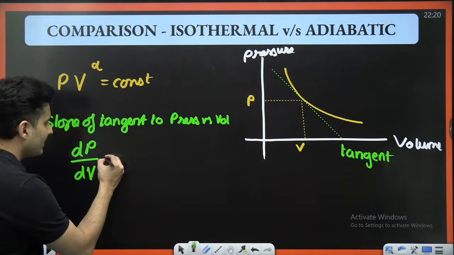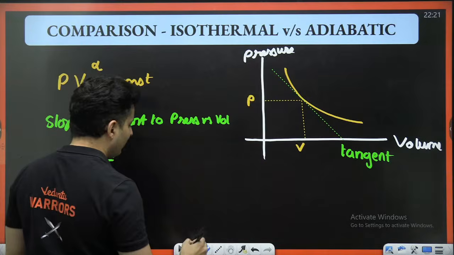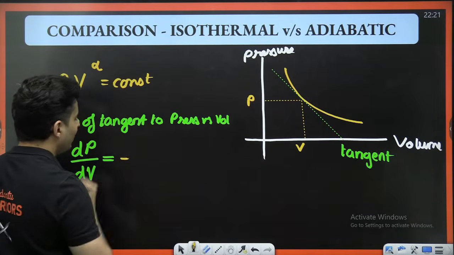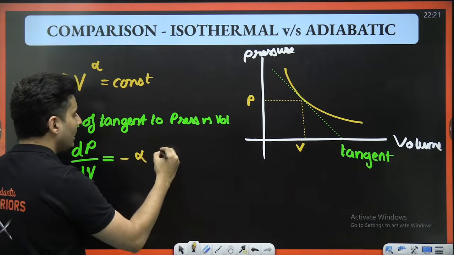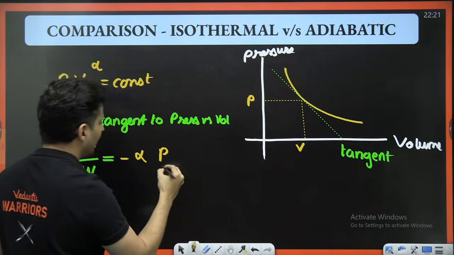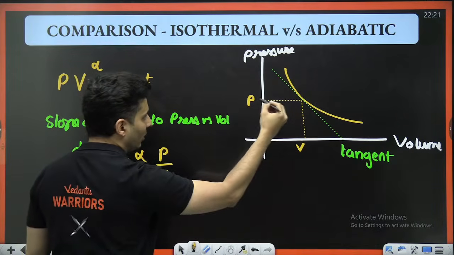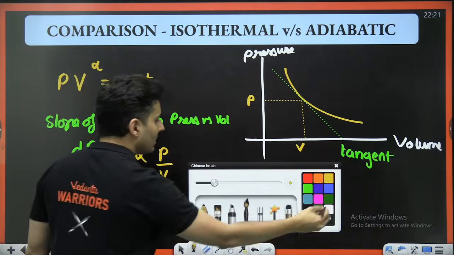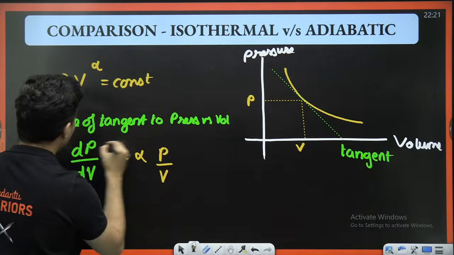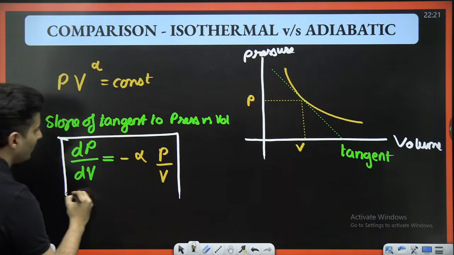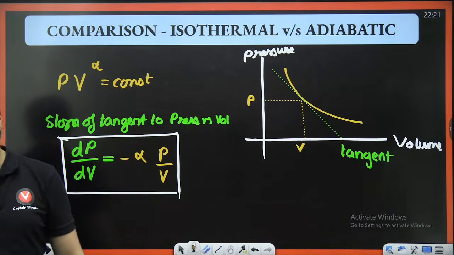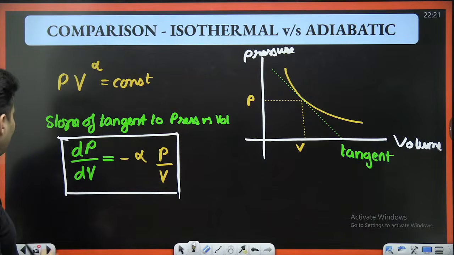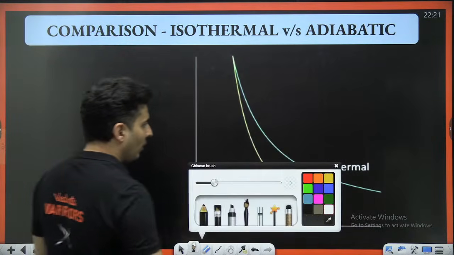That's all. This always comes out to be very, very important. Remember this. A negative sign is there. Whatever the power is, you put it over here, into the value of the pressure at that point upon the volume at that point. You just put it over here. That is the slope of the tangent to the pressure versus volume graph. Is this point clear? Very good. Now, why am I talking about it? Because observe now carefully.